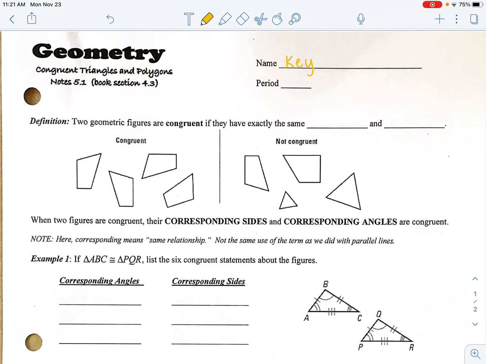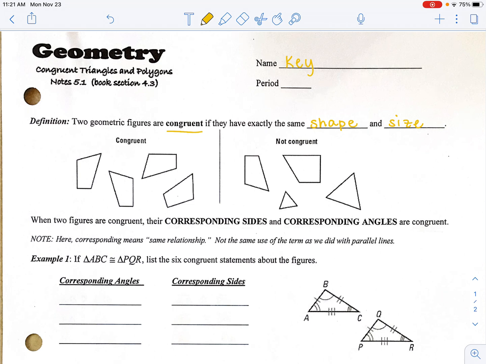Hi everyone, today we're going to be talking about section 5.3, our new unit, congruent triangles and congruent polygons. We're talking about how to identify if something is congruent and then how to identify corresponding sides and angles. The definition: two geometric figures are congruent if they have exactly the same shape and size. They have to be the exact same shape and size.